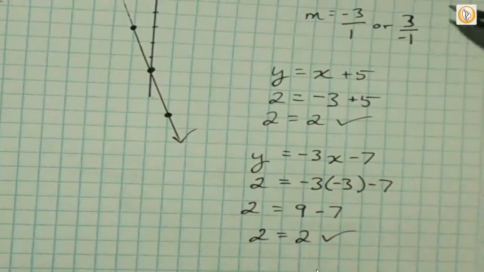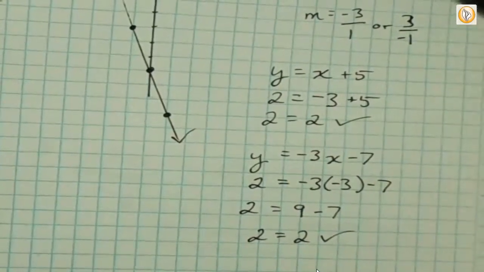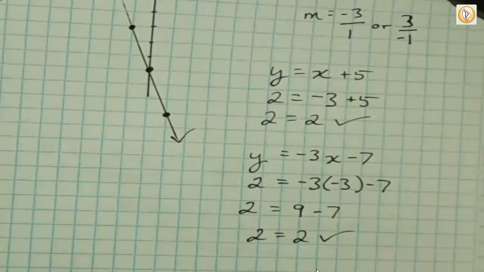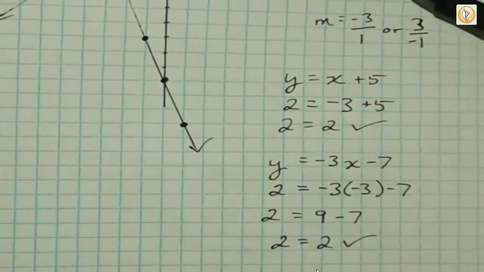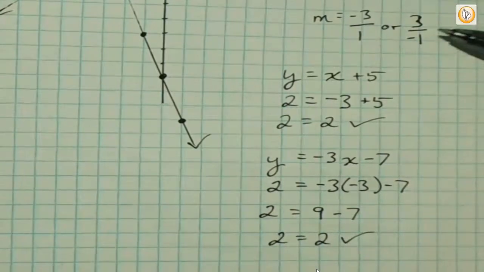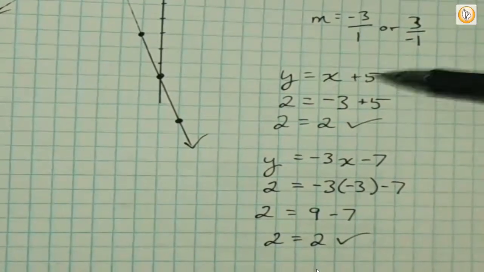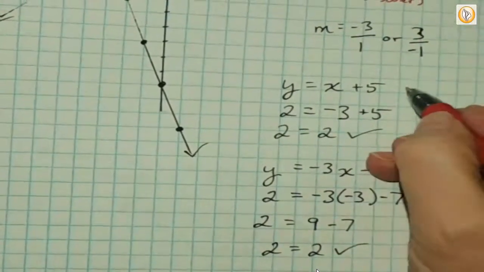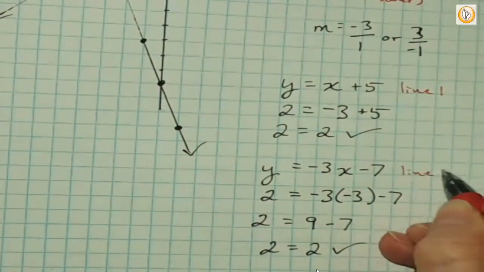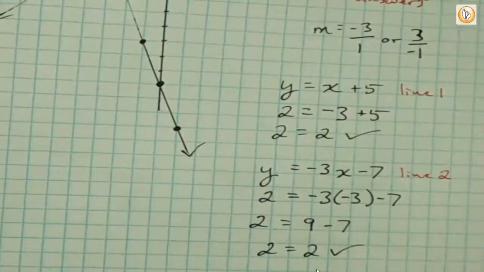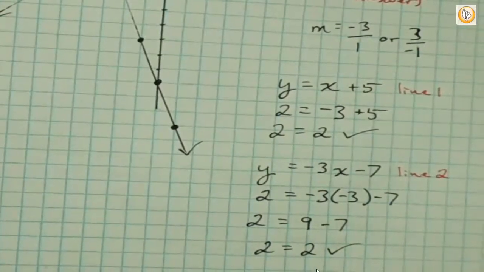So if you get an ordered pair as your answer, like they only cross at one point, you just take the X and the Y from the ordered pair and substitute it back into the original lines. This would have been line 1. This would have been line 2. And that's how you check. If they both check, you're good to go.